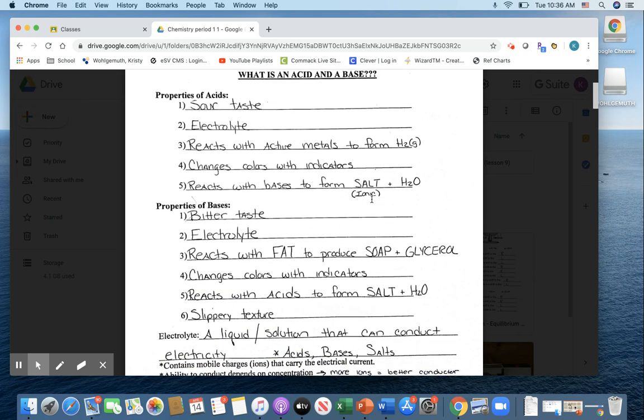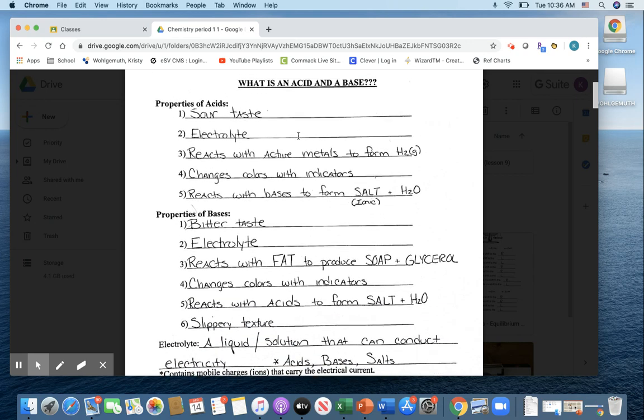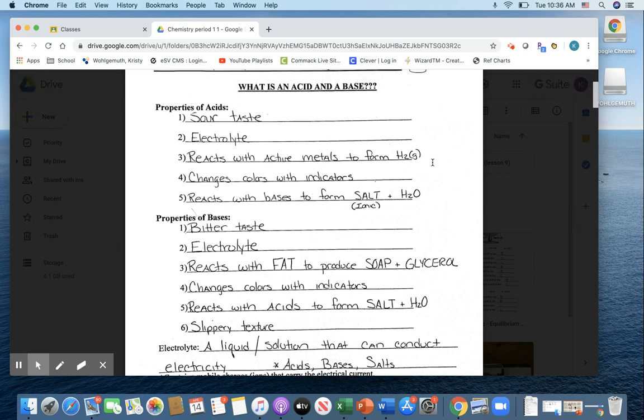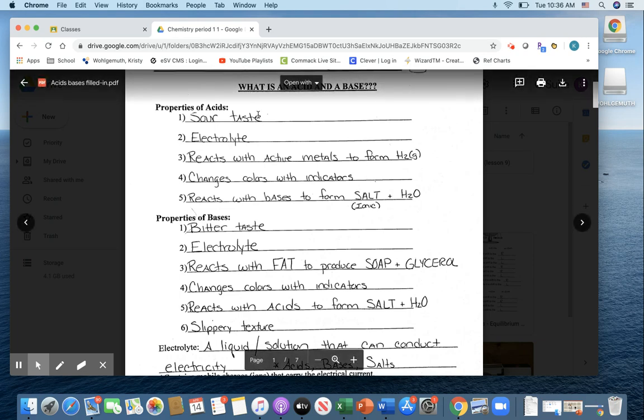So when we look at our properties, I want you to take a moment and read through these. Okay, some of these properties are chemical properties, how they react with other substances. Some of them are properties on ways to tell if it's an acid or base, like with the indicators. So with acids, we have sour taste.